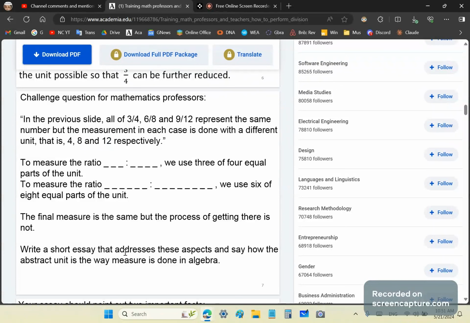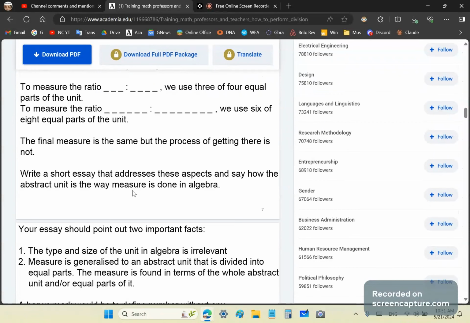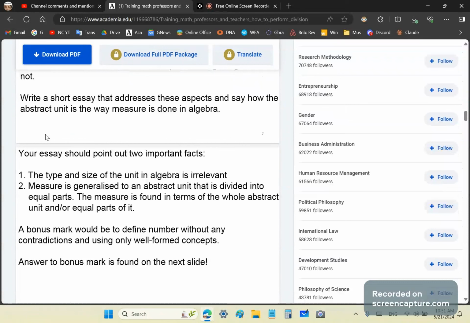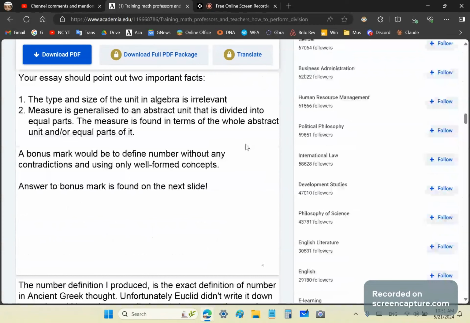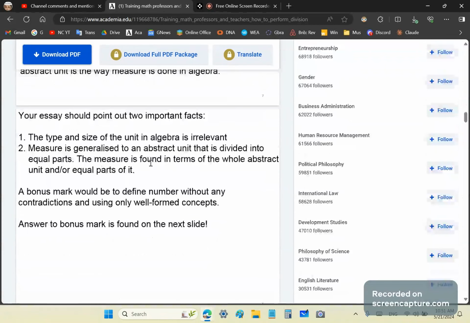So write a short essay that addresses these aspects and say how the abstract unit is the way measure is done in algebra. Your essay should point out 2 important facts. The type and size of the unit in algebra is irrelevant, and the measure is generalized to an abstract unit that is divided into equal parts. That's the difference between algebra and geometry. The measure is found in terms of the whole abstract unit and or parts of it.